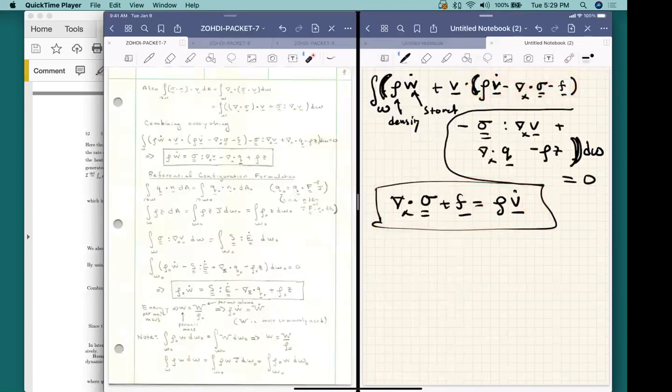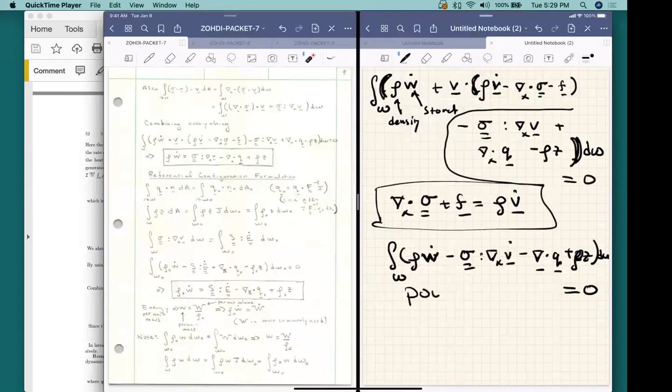The simplification now looks like the integral of rho w dot minus sigma inner product with the gradient of v, minus the divergence of q plus rho times z, close parenthesis, d omega, equals 0. Now, this is a super important equation, probably the most important equation in this class. This is the so-called power equation.